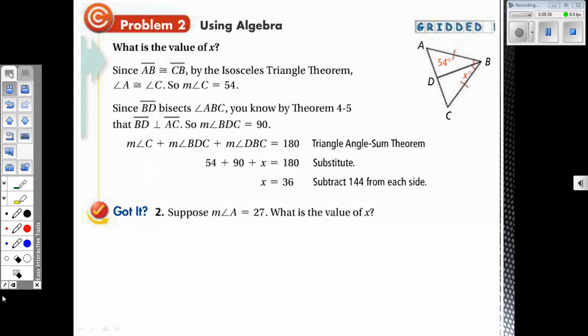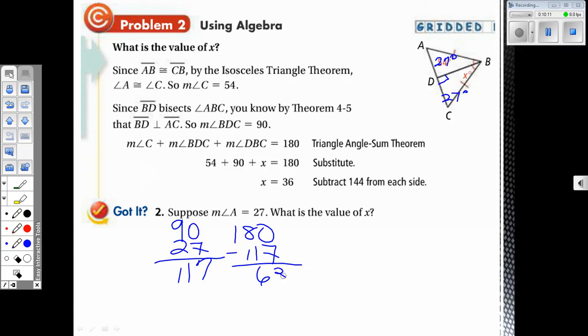Okay. Suppose A is not 54. Suppose A is 27. How does that change the problem? It would make X greater. Okay, so tell me how I'd go about solving it. Does this stay 90? Yes. Okay, so now we add 27 and 90. 117, right? Subtract that from 180. Is that 63? Yeah? So what's X?